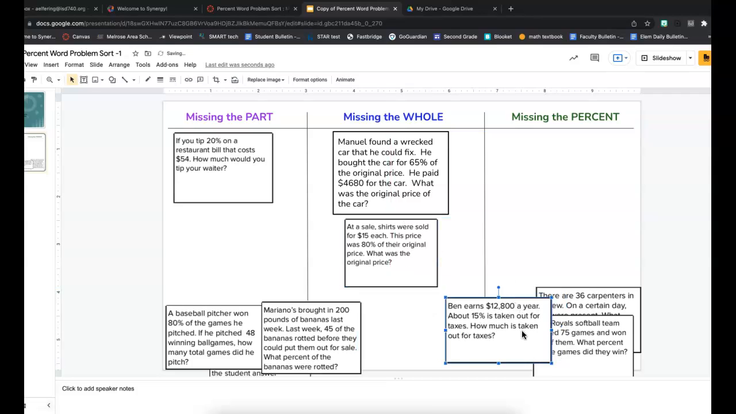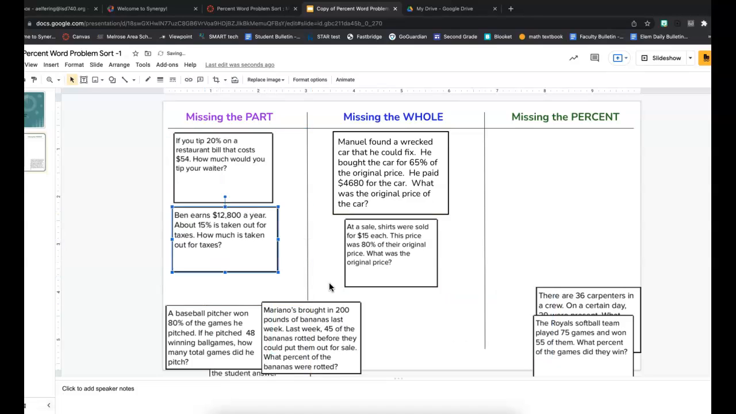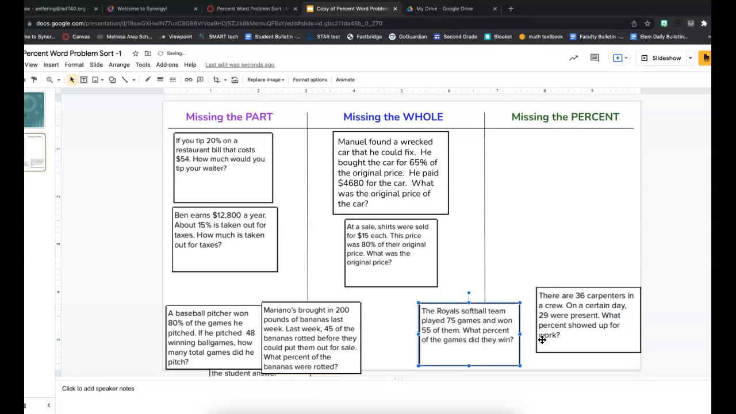Okay, let's go with this one. Ben earns $12,800 a year. About 15% is taken out for taxes. How much is taken out for taxes, Kennedy? Missing the part. Taxes is your part. Okay. He earns a total of $12,800. That's your total. The Royal softball team played 75 games and won 55 of them. What percent of the games did they win, Devin?